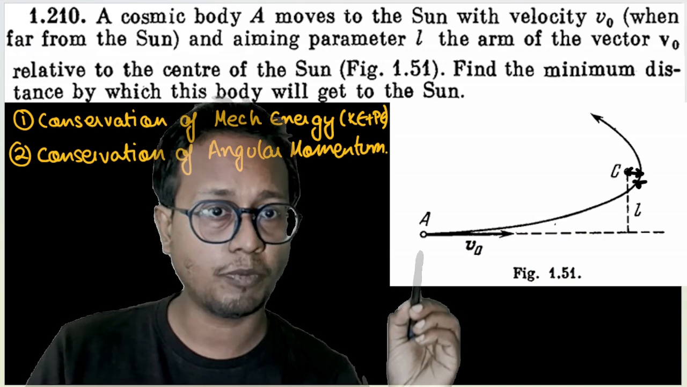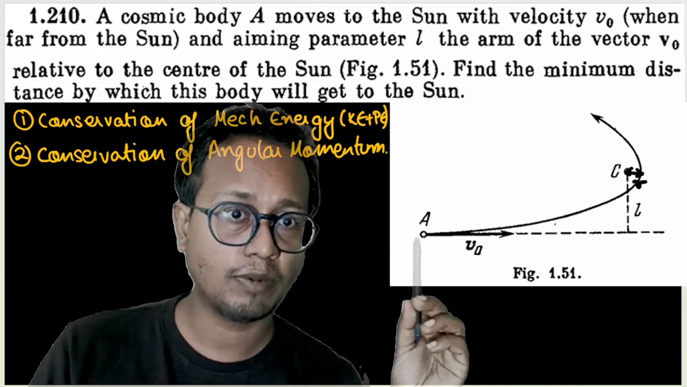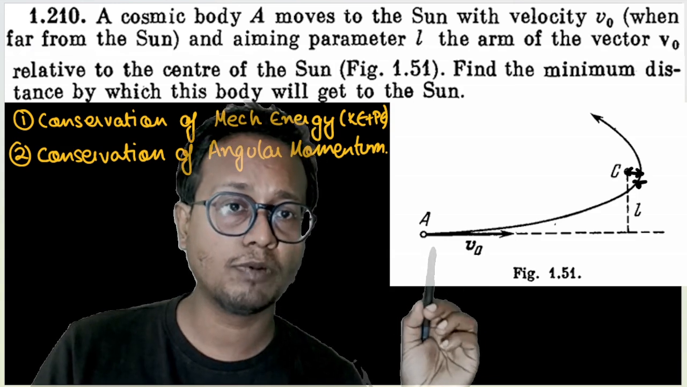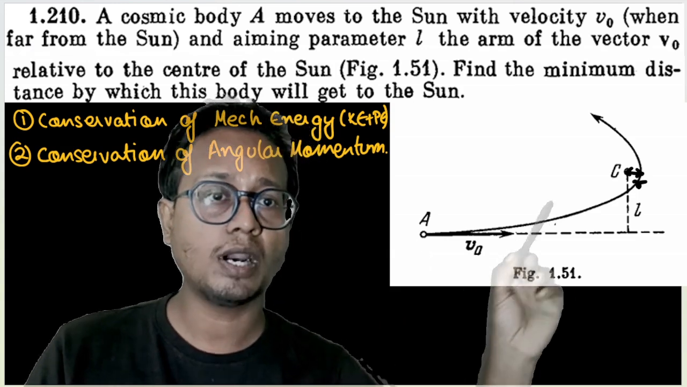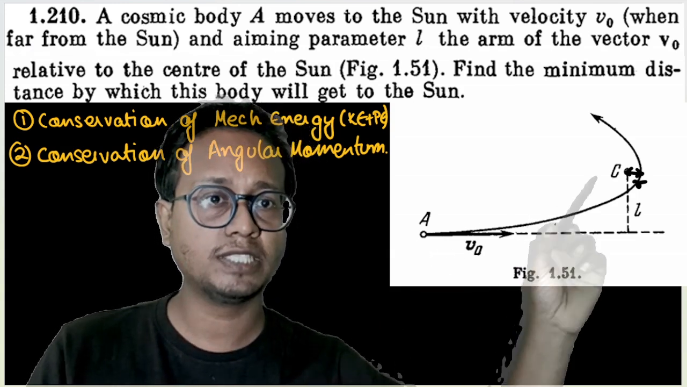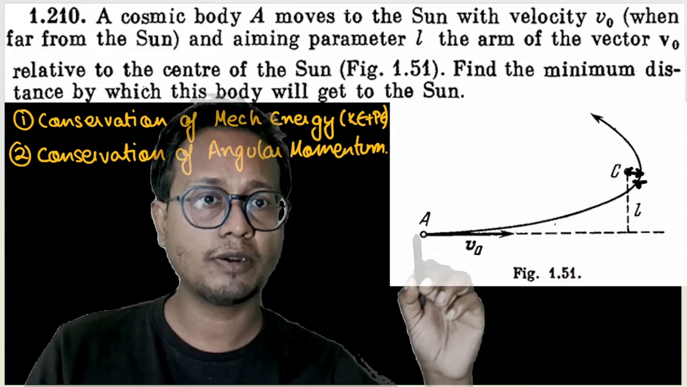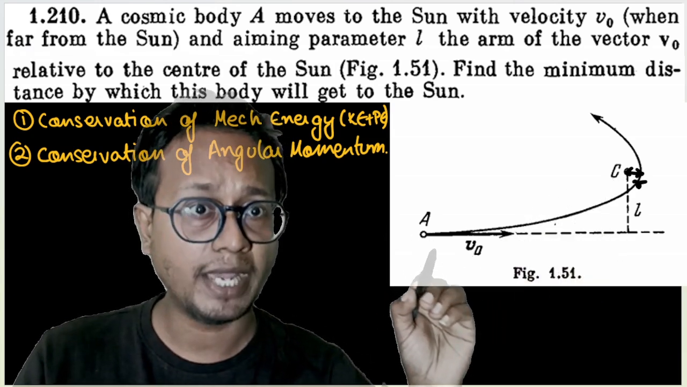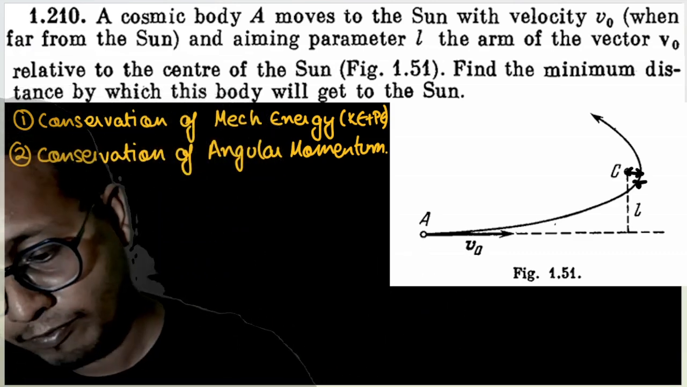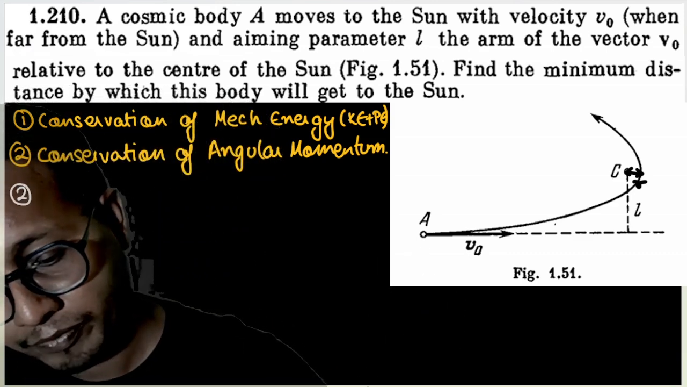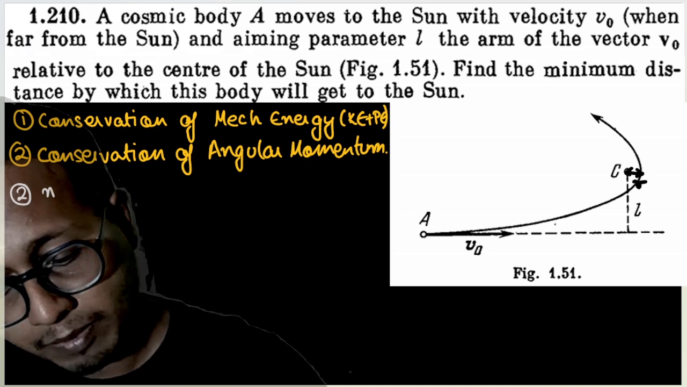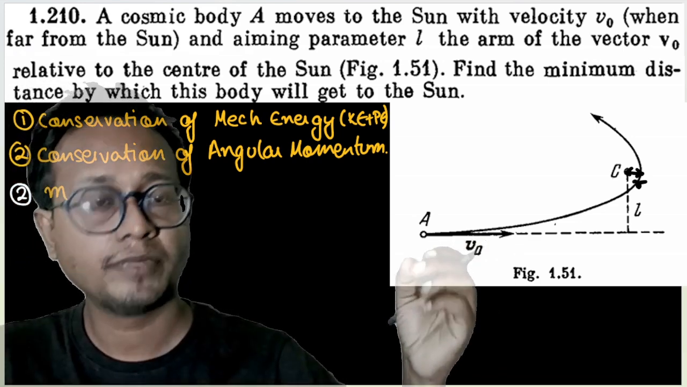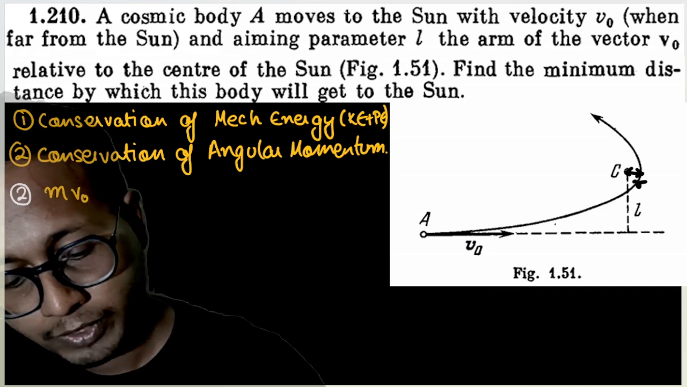But at this specific point, what is the linear velocity? V naught. So if the linear velocity is v naught, what is the angular momentum? Mass of the planet into r cross v. The value of r is nothing but this one. r cross v is nothing but L into v naught. So the angular momentum of the planet at point A, we are first applying conservation of angular momentum. Angular momentum at point A is nothing but mass of planet m into v naught into L.